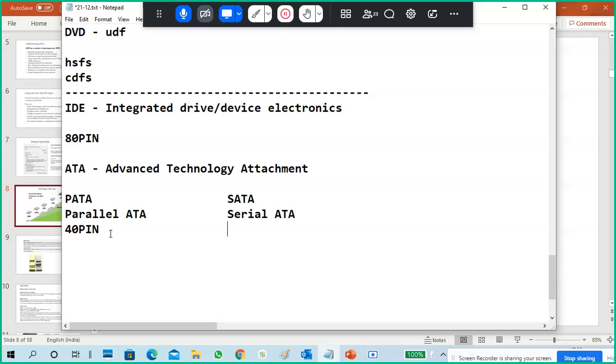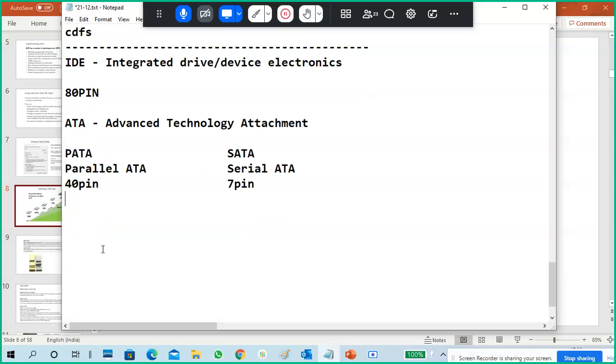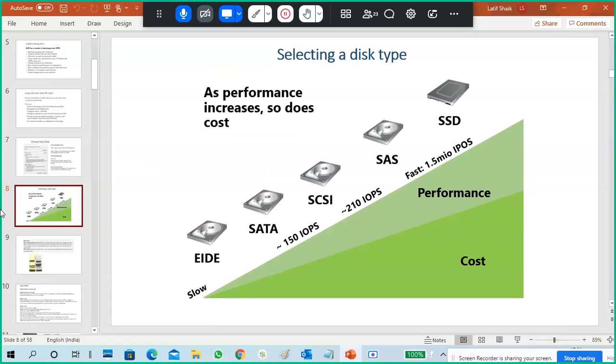So PATA is a parallel bus. We use a 40 pin connector for data connection. Here, a 7 pin connector is used. So next one, parallel advanced technology attachment, serial advanced technology attachment.